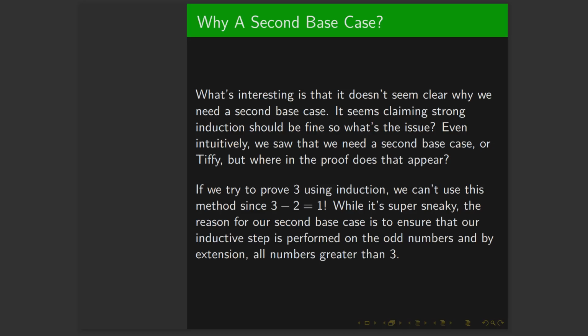If we try to prove, let's say, the number 3 using induction, we can't, because 3 minus 2 is equal to 1. 1 is not written as a sum of 2's and 3's. Our second base case is actually literally what Tiffy does, make sure that the odd numbers work. We can't prove 3 by induction, so then we wouldn't be able to prove 5 by induction, which means we wouldn't be able to prove 7 by induction and every single odd number. Thus, we need to include 3 as a base case to be like, okay, this is our starting point.